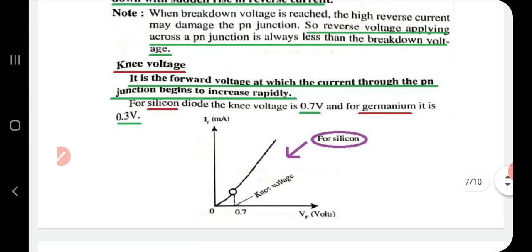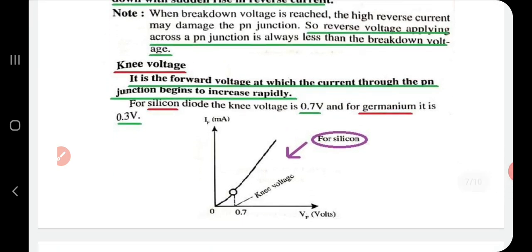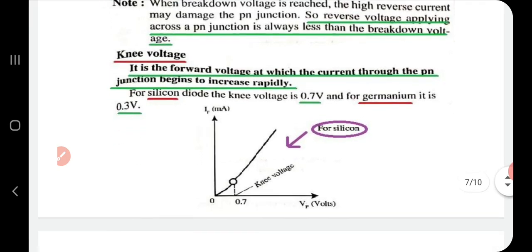Now, this is the definition for knee voltage. For silicon, it is 0.7 volt, and for germanium, it is 0.3 volt. So, you can study either these definitions or the definitions that I have told before. Once again, knee voltage is a particular value of forward voltage across the PN junction at which forward current increases rapidly, whereas breakdown voltage is the particular value of reverse voltage across the PN junction at which reverse current increases rapidly. So, you can write either these definitions or these two definitions shown here.